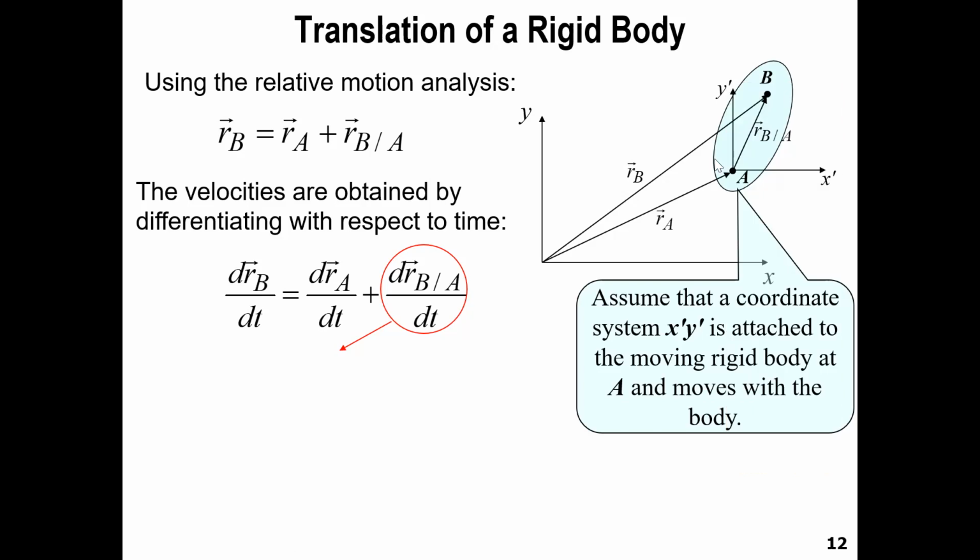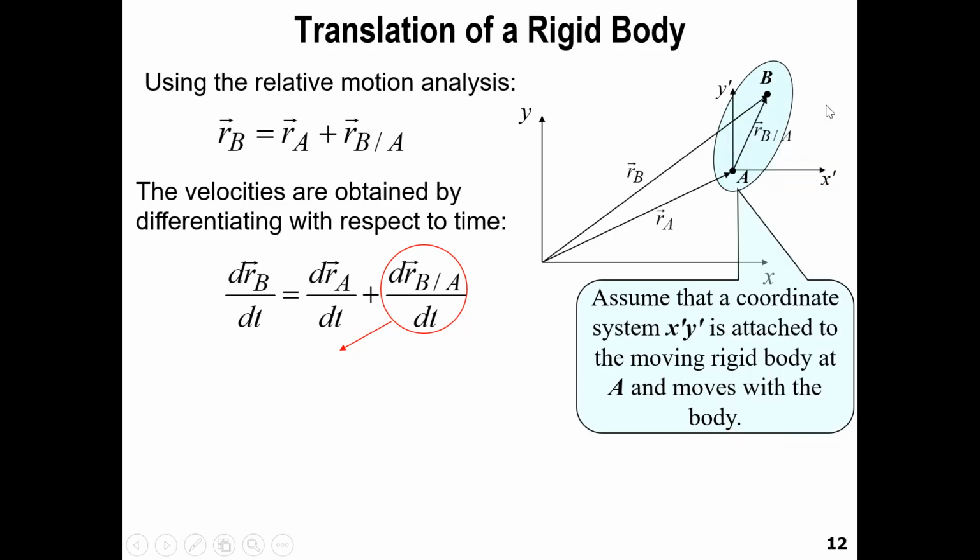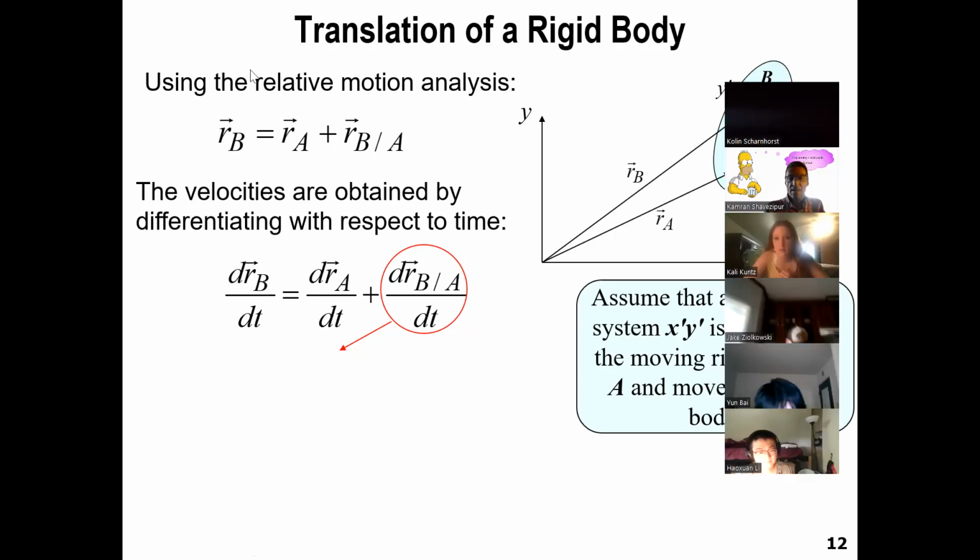First, A and B are on the same rigid body. You remember the definition of a rigid body? The distance between two points on the rigid body remains the same, right? So technically, because A and B are on the same rigid body, the length of RAB or RBA doesn't change. The second point is, for a vector to change, either the magnitude or the direction should change, right?